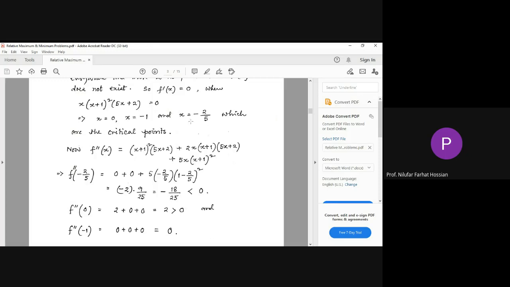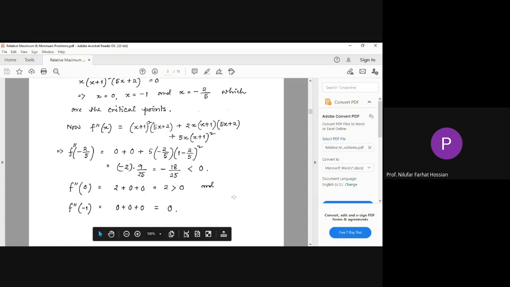At first I have taken this one, minus 2 by 5. Minus 2 by 5 means 5x equal to minus 2. You see, when you put 5x equal to minus 2, this factor will be 0. This term will be 0 wholly. And this term will be also 0. So 0 plus 0 plus 5 into minus 2 by 5 into 1 minus 2 by 5 whole square. So this becomes what? 5 cancel out, minus 2, and here remains 3 by 5 whole square, that means 9 by 25. So it is a negative number. So you can make a conclusion here. At the point x equal to minus 2 by 5, the original function will have a relative maximum.